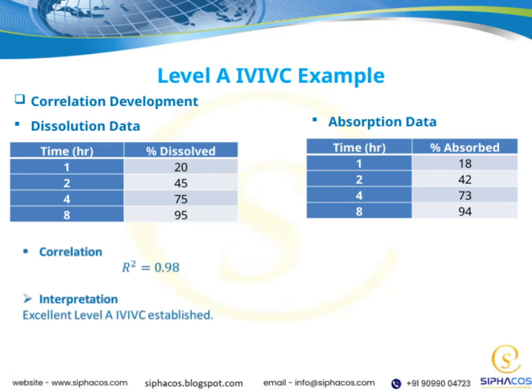Here, we see how absorption and dissolution progress over time in this level A IVIVC example. After just 1 hour, around 18 to 20% is absorbed or dissolved. By 2 hours, that jumps to about 42 to 45%. At 4 hours, we're looking at roughly 3/4 absorbed or dissolved. And by 8 hours, the process is nearly complete, reaching over 90%. This data helps us understand how the drug behaves in the body, linking dissolution to absorption directly.